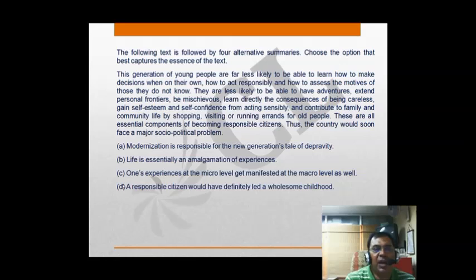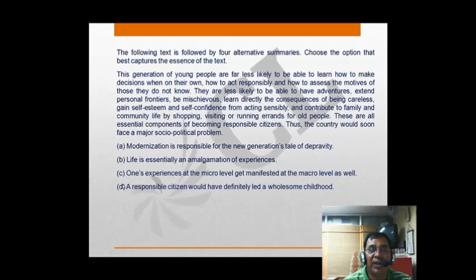Okay, I've read it, and the message is this: because we are protecting our children, they do not have exposure, they go straight to work, so they cannot deal with people, and when dealing with people is not there, it creates a bigger problem. So is modernization responsible for the new generation's problem? No, because life is essentially an amalgamation of experiences. What you learn from experiences, and how you take care of people, is the main thing.